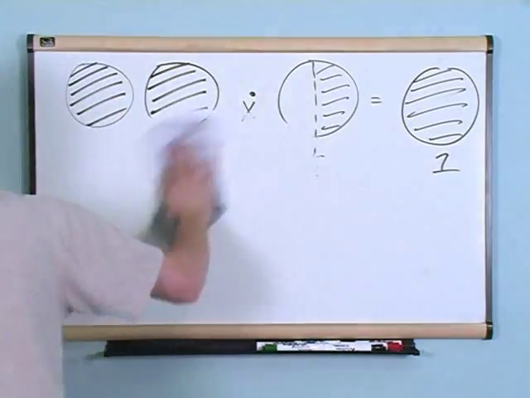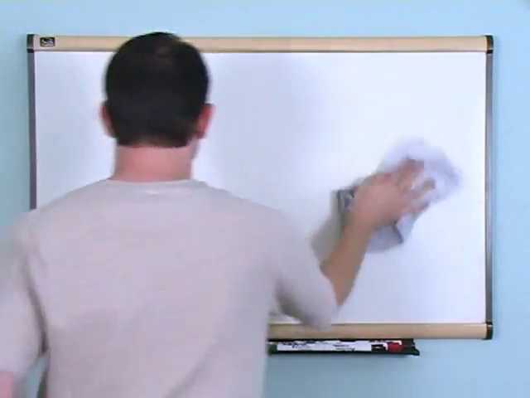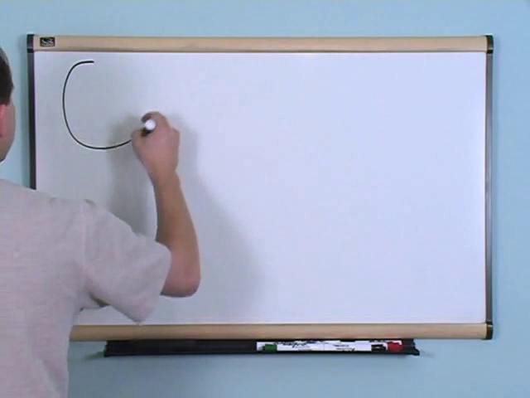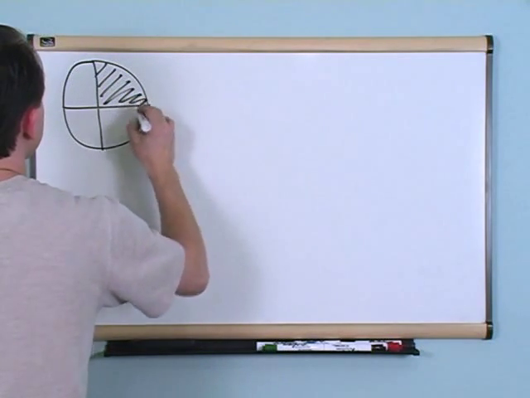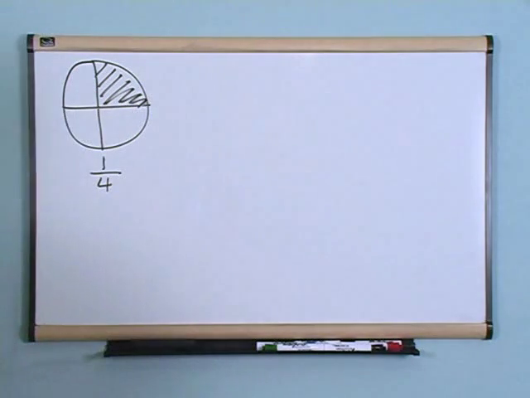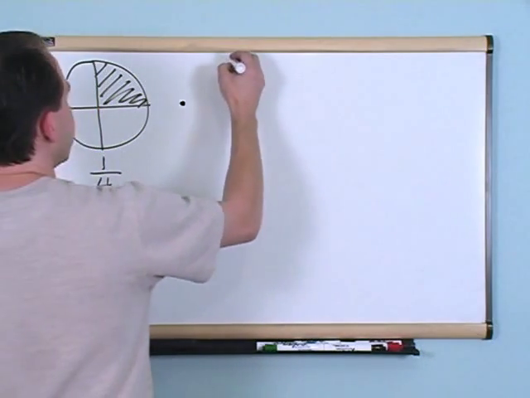Okay, let's do one that's maybe not quite so obvious. We're going to do another one here. What if you start out with 1/4? Remember, how do you write 1/4? You draw your pie, 4 pieces. Here's 1 piece. So 1 out of 4 pieces. There's 4 pieces total. 1 out of 4 pieces. That's 1/4. Okay? And now I'm going to multiply by, again, 1/2.